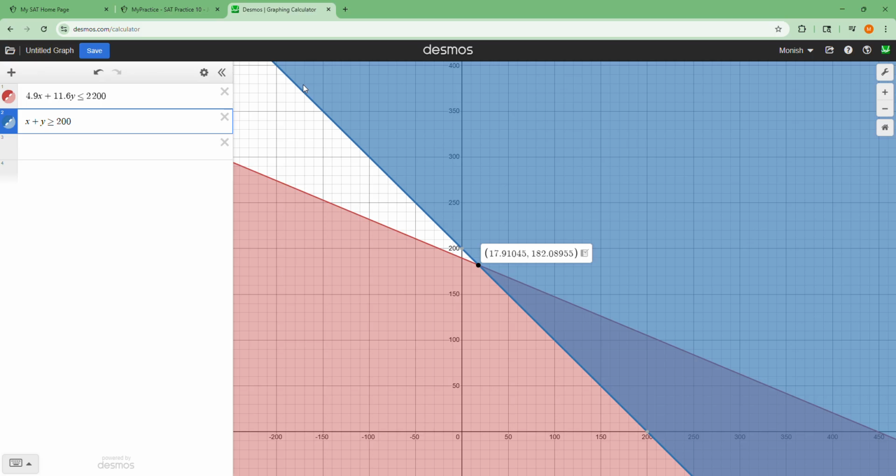182. 182 is the largest integer that's smaller than 182.17 or whatever. 182.09.